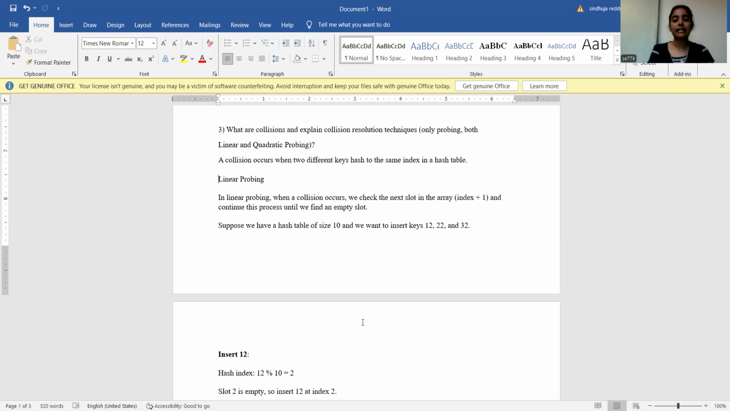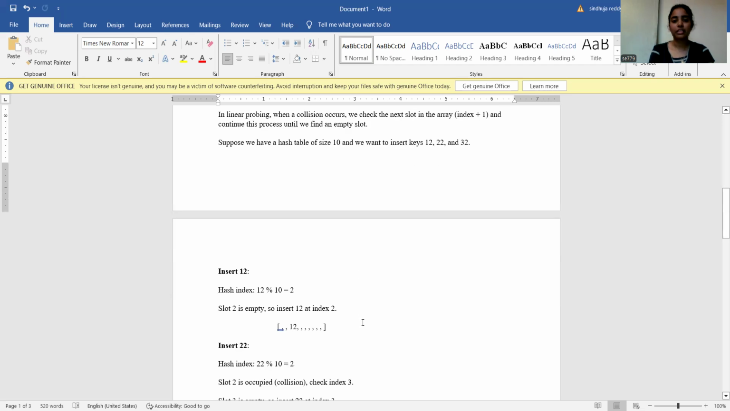In linear probing, when a collision occurs, for example if one key is placed at the second index and another key also comes to the same place, it checks whether the next index is free. If it is free, the key is placed in the next index. That's how it works.